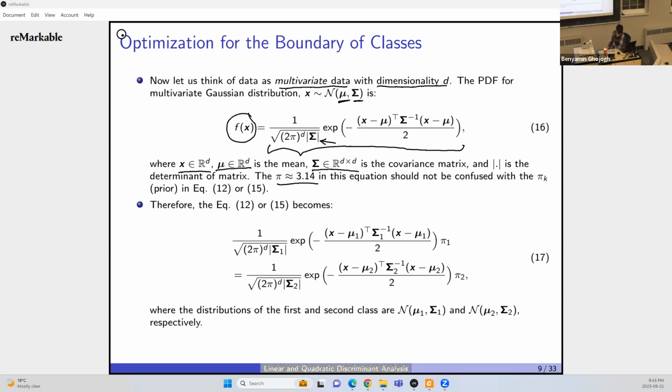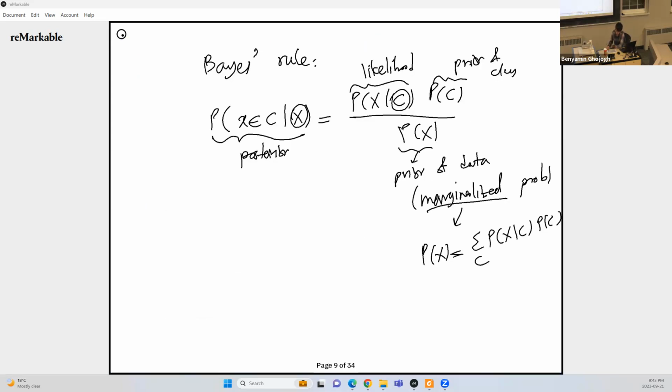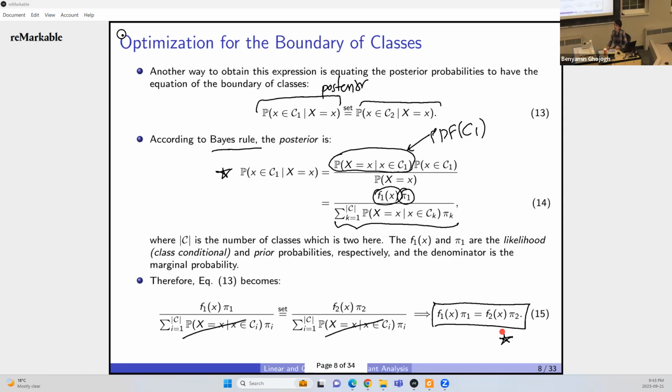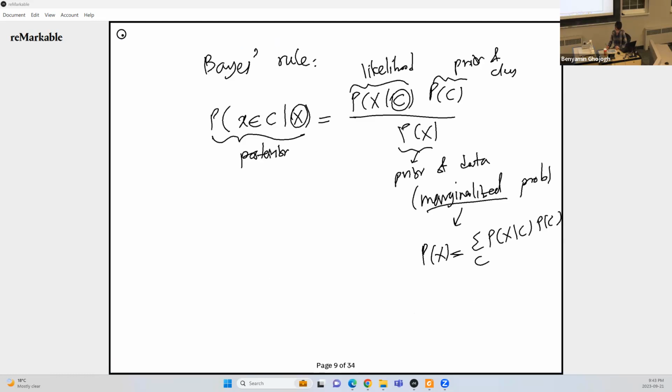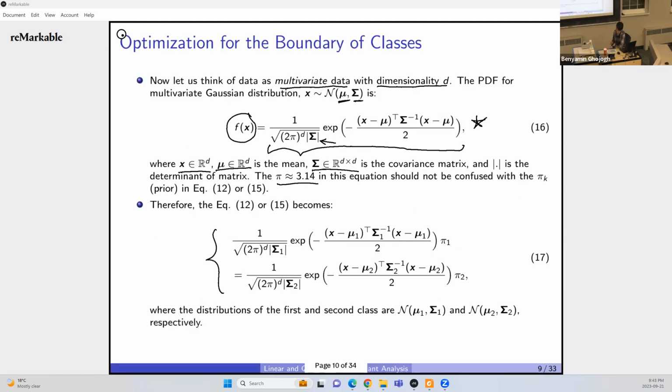Now let's use this formula in the equation that we had: F1 pi 1 equals F2 pi 2. F1 and F2 are Gaussian distributions. If I do that, I will have equation 17. Here I'm using sigma 1 and mu 1 for the first Gaussian distribution, and mu 2 and sigma 2 for the second distribution.